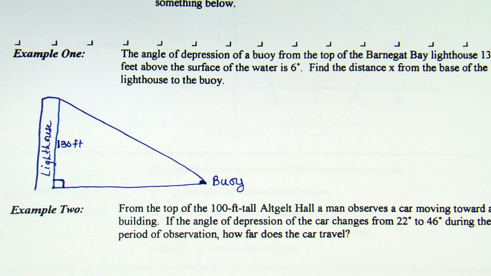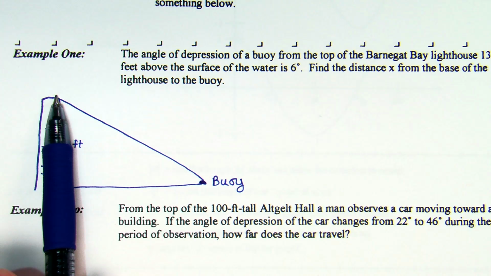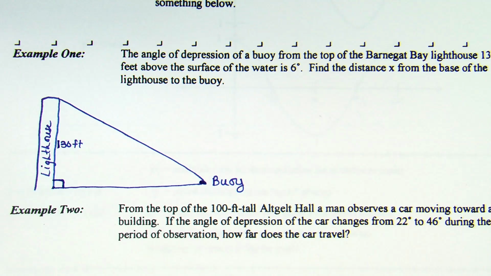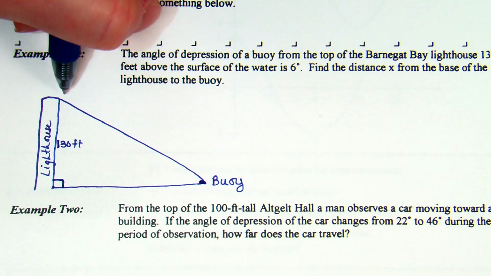Angle of depression of a buoy from the top of the lighthouse is 6 degrees. Where is that 6 degrees? Okay, kind of.